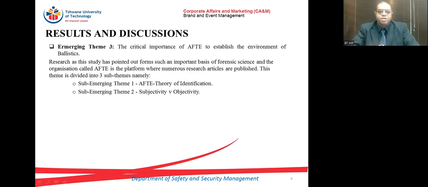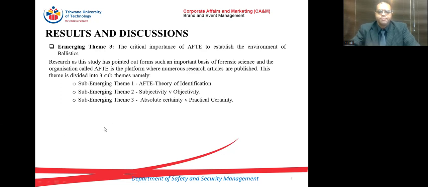Sub-emerging theme 2, subjectivity versus objectivity. This study pointed out, as it agrees with Nichols in 2007 and Bolton King in 2017, that analysts built an understanding and knowledge of individualization by recognizing patterns together with specialized in-depth training and with the observation of multiple evidence of best-known match and best-known non-match. The ballistics environment is criticized for its objective interpretation. Even within objective interpretation, as mentioned by Nichols in 2007, the subjective human opinion will always be required to interpret the results.